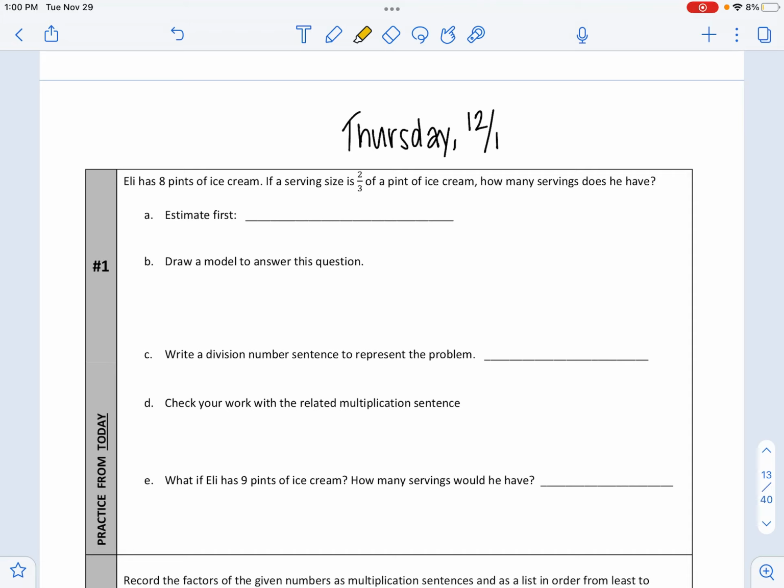This video covers Morehouse's homework from Thursday, December 1st. Eli has 8 pints of ice cream. If a serving size is 2/3 a pint of ice cream, how many servings does he have?